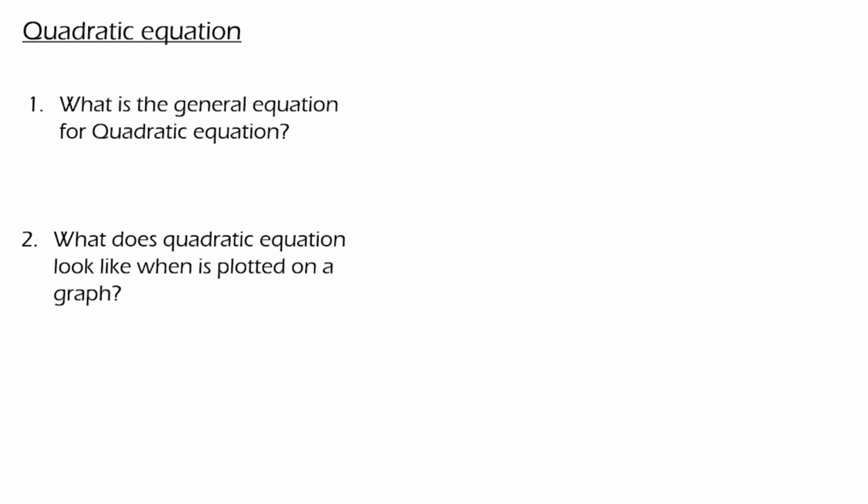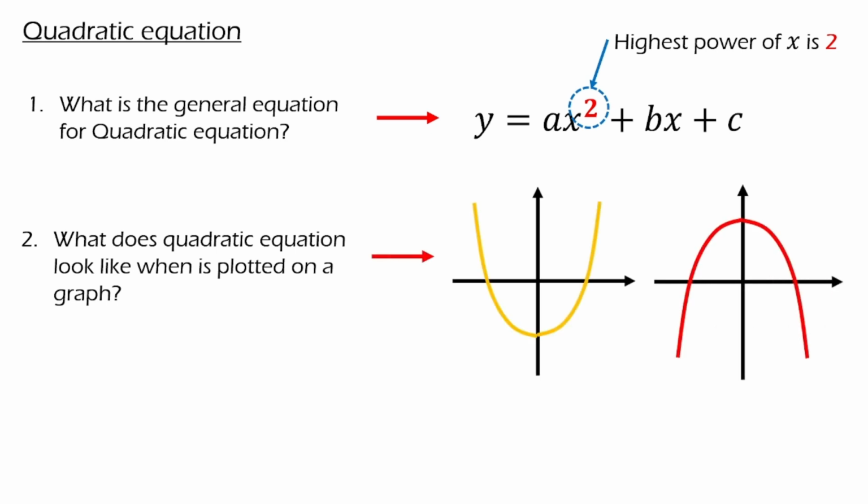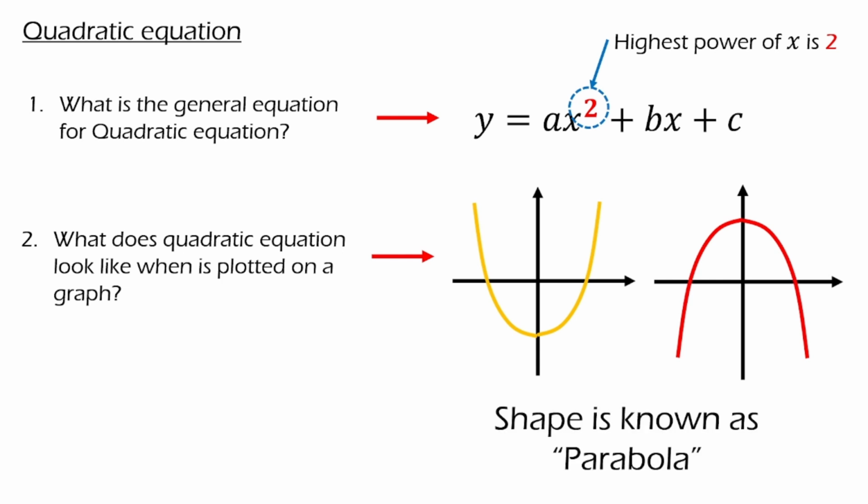Answering the first question, the general equation for quadratic equation is y equals ax squared plus bx plus c. Looking at the equation, you can notice that it has the highest power of 2. Answering the second question, quadratic equation plotted on a graph will look like U-shape or N-shape. There is a name for it. It is known as parabola.